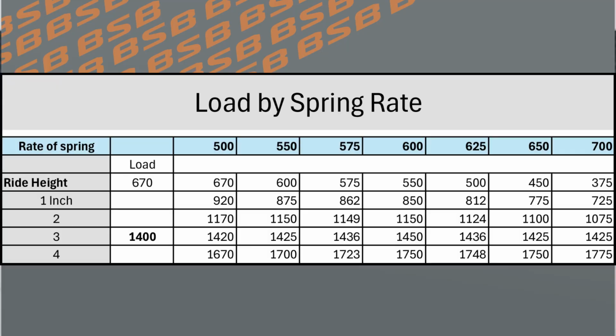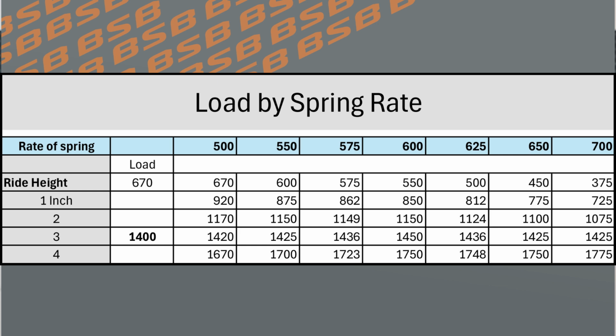Load is more important than rate, because you can get to a load with various rates of springs, as you can see on this chart. I'll link it below so you'll have this information. But as you can see, you can get to the same 3-inch load number by having different spring rates.